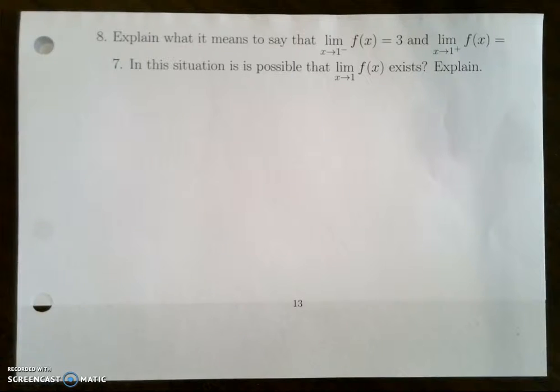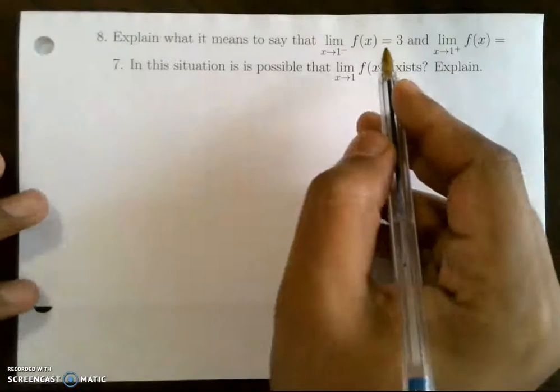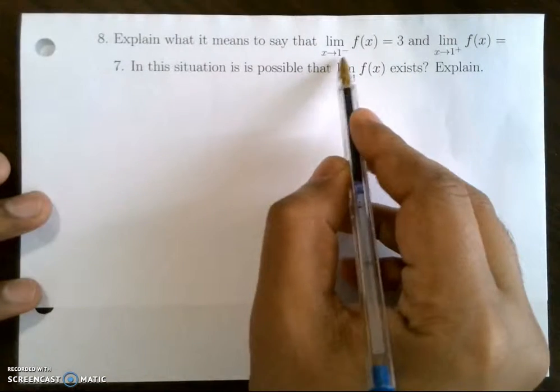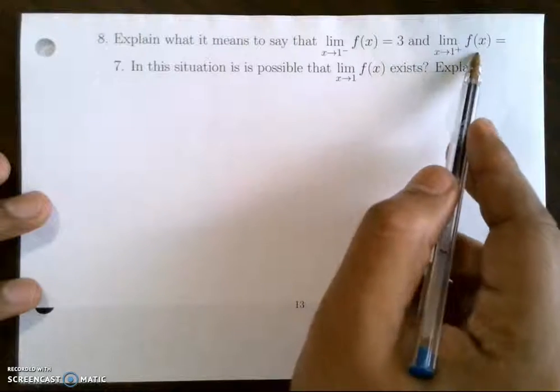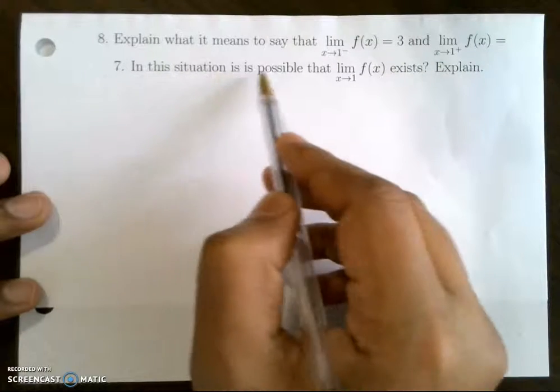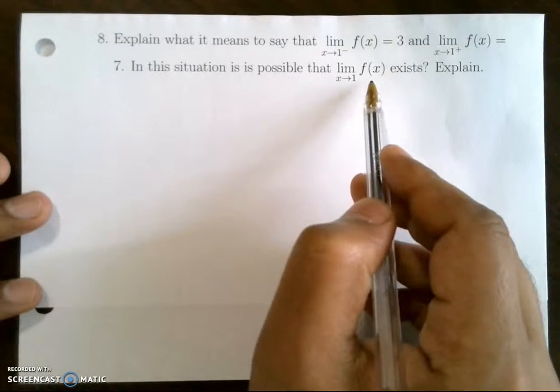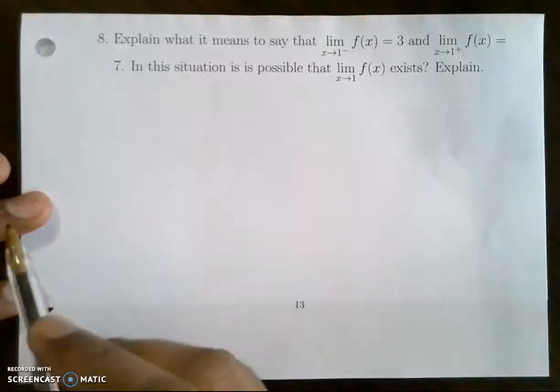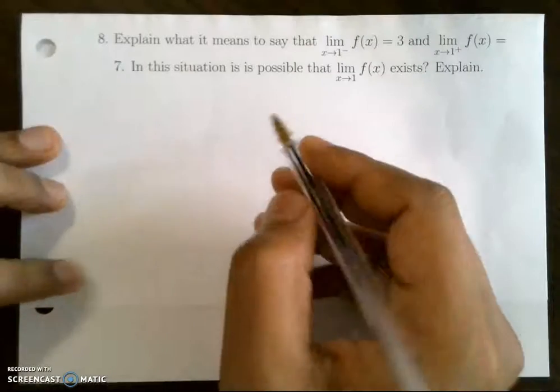In this video, based on the information given to us, we will attempt to sketch the graph of the function. Now, in this question, the left-hand limit at 1 for the function is 3. The right-hand limit for the function at 1 is 7. In this situation, is it possible for the limit to exist at 1? Explain. Now let's sketch the graph.